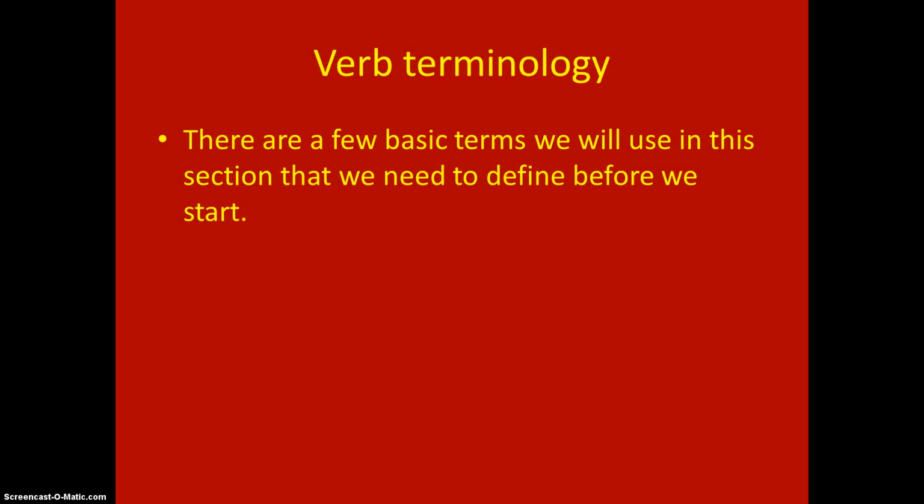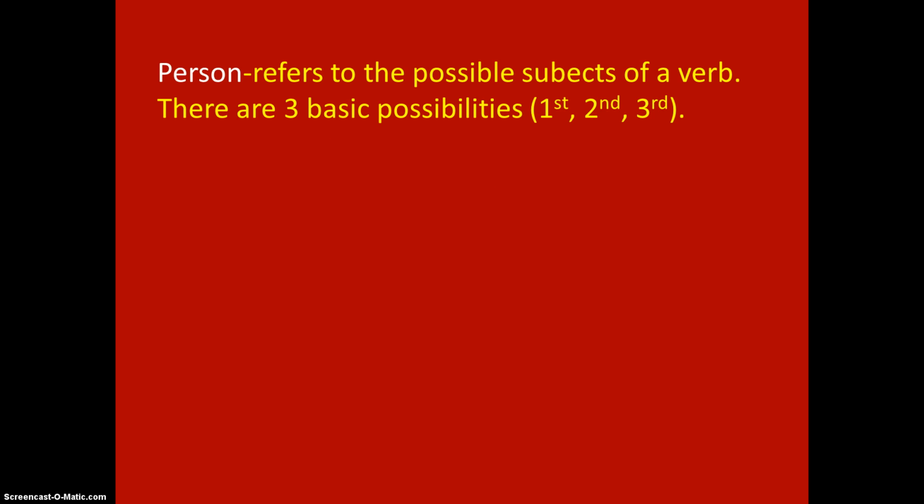Latin 1 in a nutshell, verbs. There's a few basic terms we have to use in this section, so we'll define those before we move any further. The first is person, and there are three basic persons. You've talked about them in literature: first person, second person, third person.